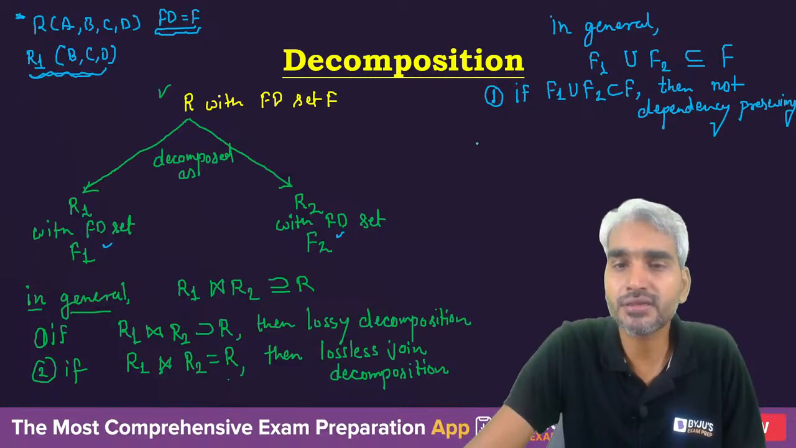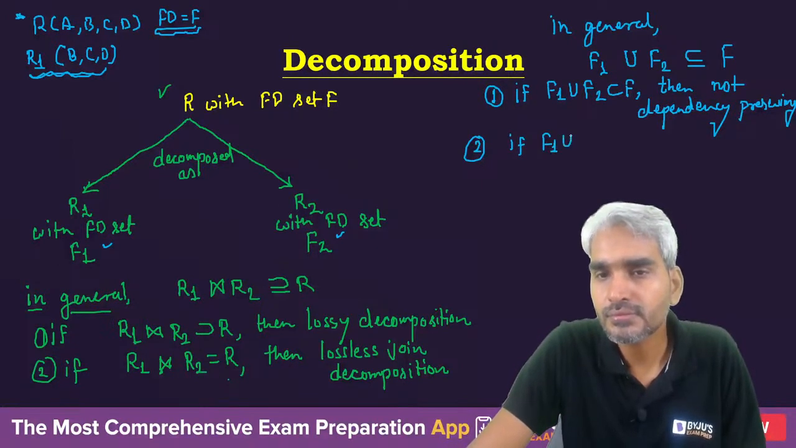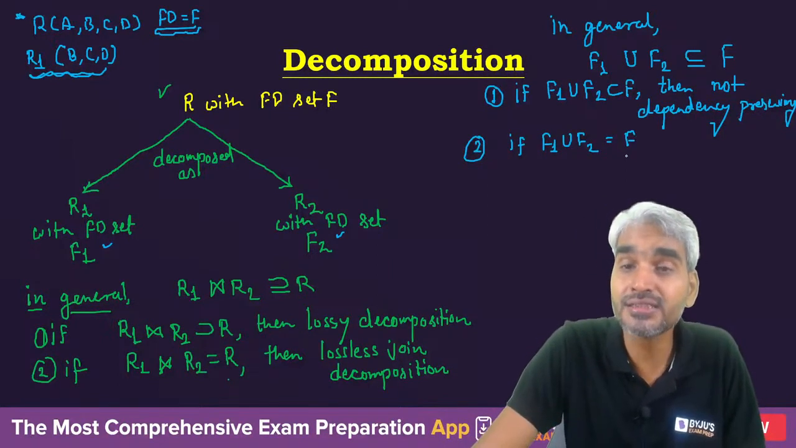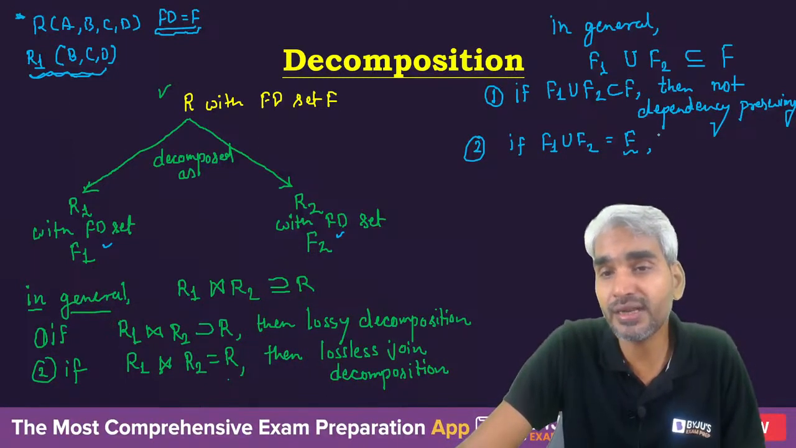Not dependency preserving. Second, if they are equal, if F1 union F2 is exactly equal to your FD set F, meaning you could preserve all the FDs of the original FD set F, then it is dependency preserving.